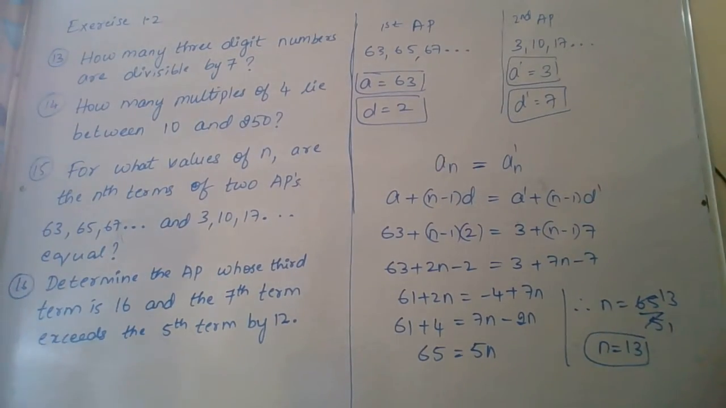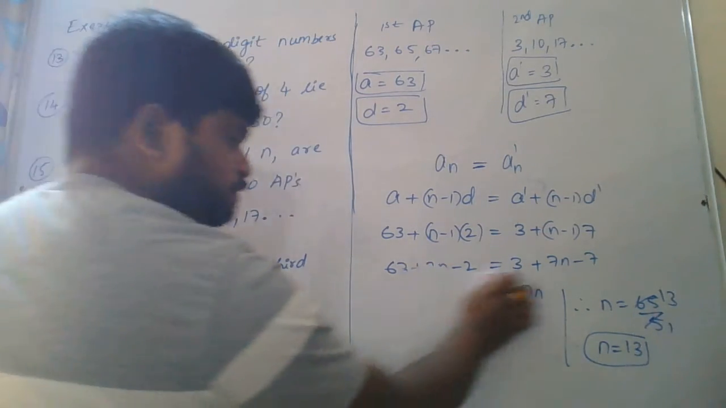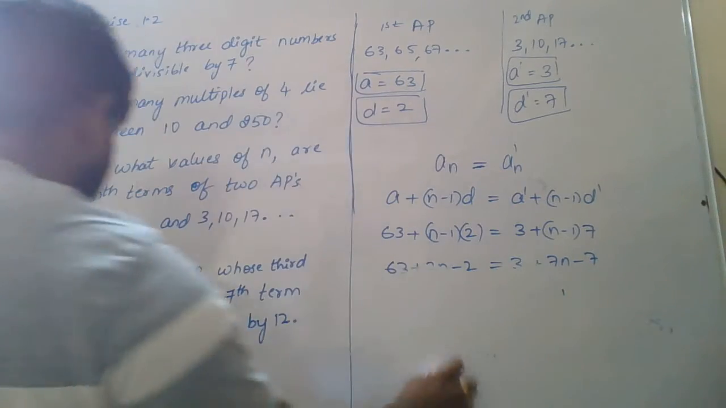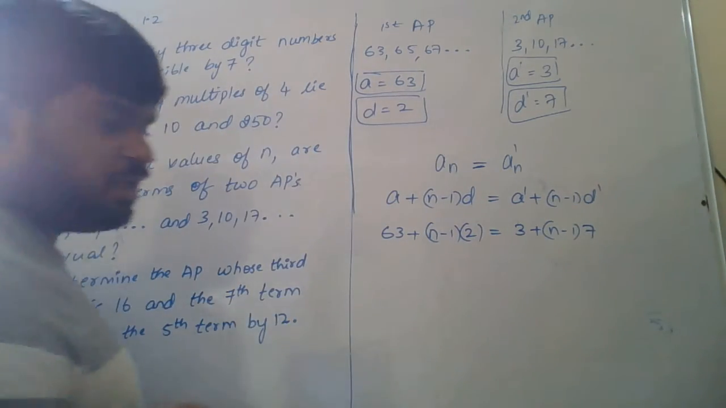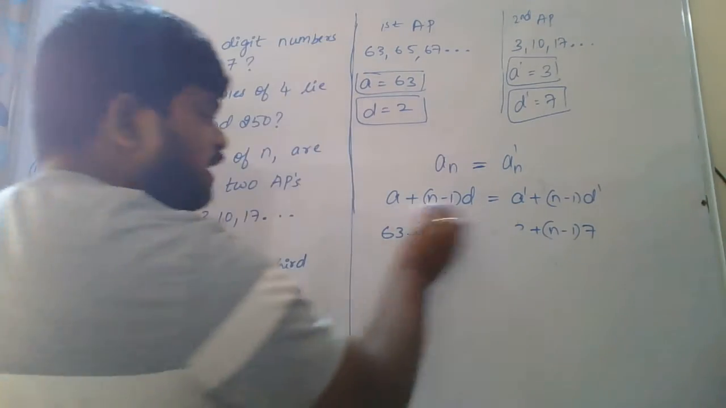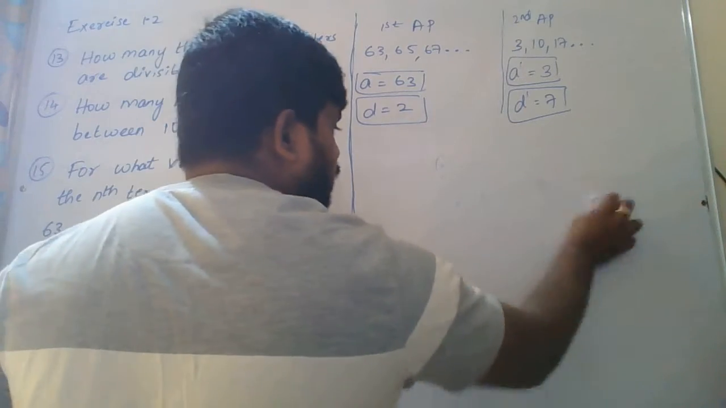Okay, so let's get into the 16th one. Determine the AP whose third term is 16 and 7th term exceeds the 5th term by 12. So here we have to find the AP. Whenever the question is to find the AP, determine the AP, you have to find the first three terms, first 3 or 4 terms. That will be enough.